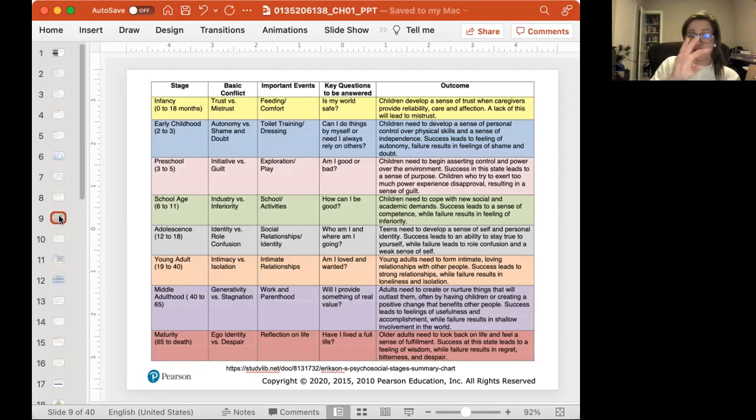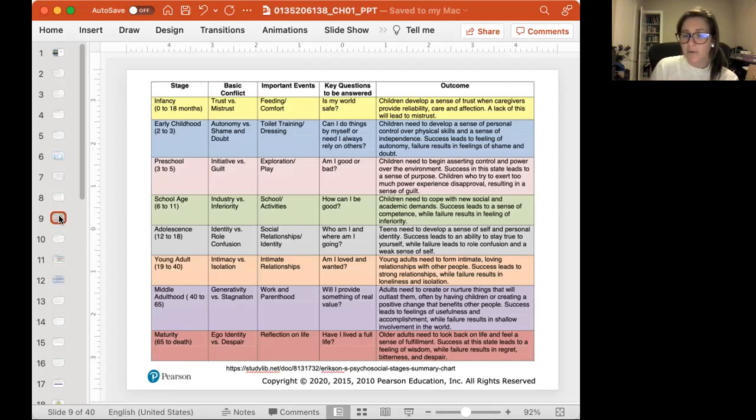So this model can be used for understanding people. It can be used for helping people be reflective and live their lives in healthy ways, or in ways that align with their morals, values, goals, or in helping them identify new morals, values, and goals if they don't have any. And also the last thing to say, the outcome there. Older adults need to look back on life and feel a sense of fulfillment. Success at this stage leads to a feeling of wisdom, while failure results in regret, bitterness, and despair.